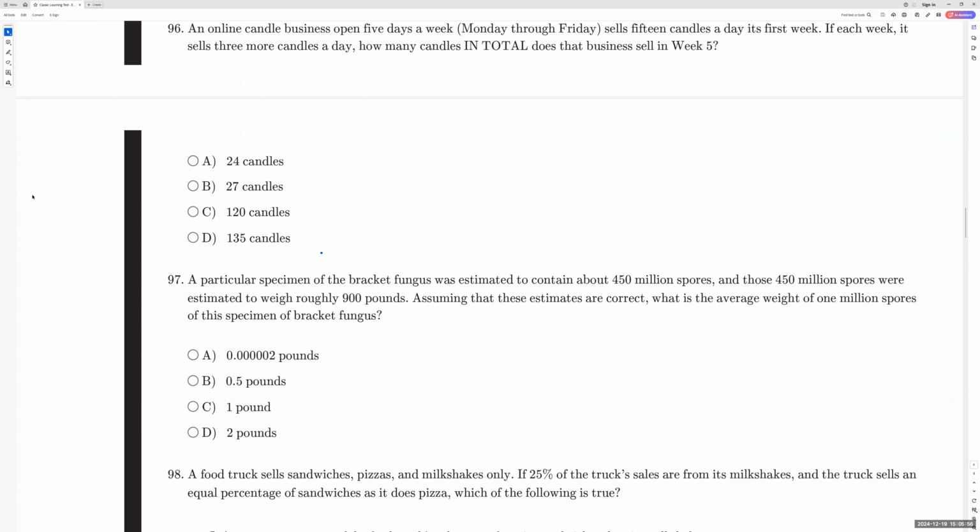reading that an online candle business is open 5 days a week. So this is Monday, Tuesday, Wednesday. You will see that Miami-Dade College has R for Thursday and then Friday F. So that's 5 days. And the first week, they say 15 candles a day. So 15 plus 15 and so on, right, for the first week. So this is week 1.